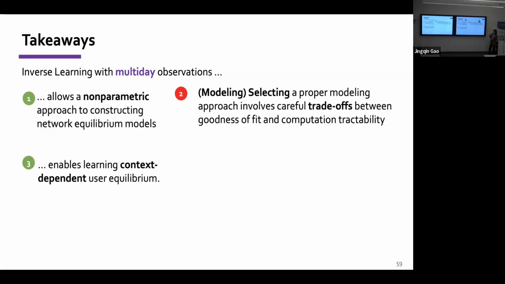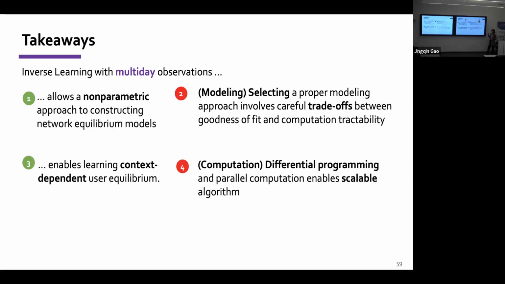The second good thing about multi-day observations is that now we can include context information to learn a context-dependent user equilibrium that can predict different equilibria given different contexts. And that also comes at a cost. Since for each different context, or different sample, we have a set of equilibria, if you look at the bi-level optimization, the number of constraints and the number of variables will increase linearly with the number of samples we have.